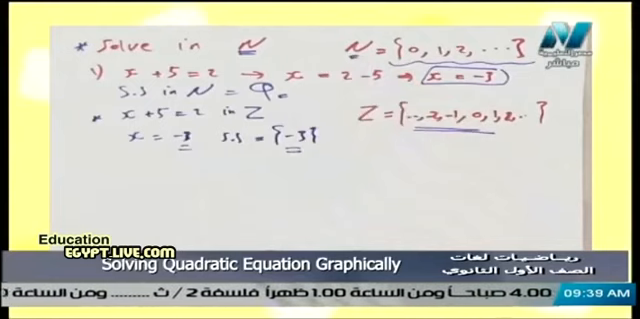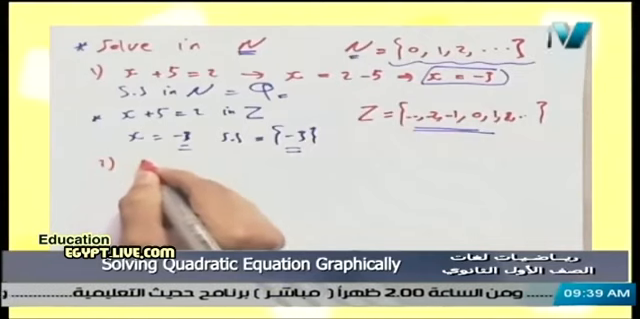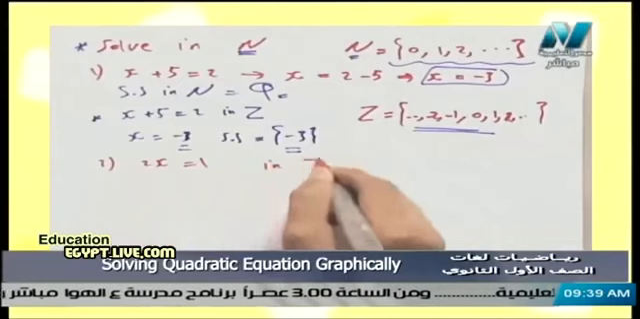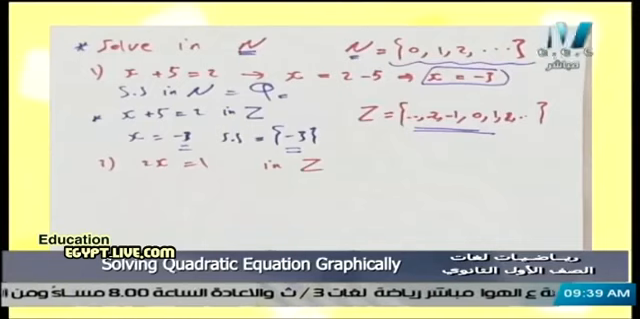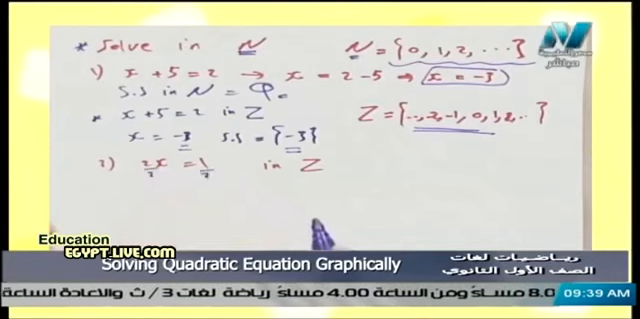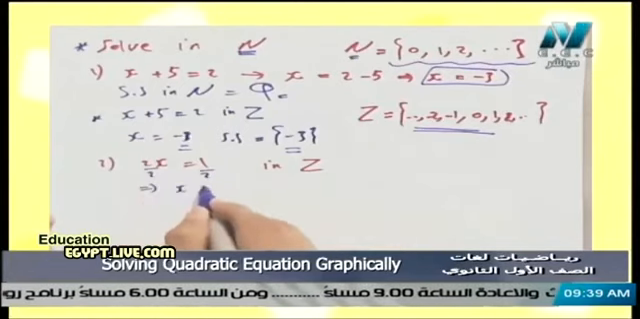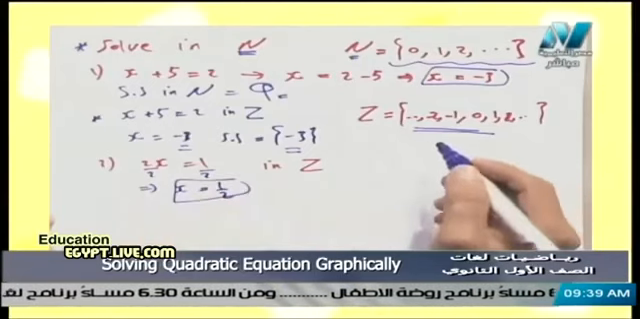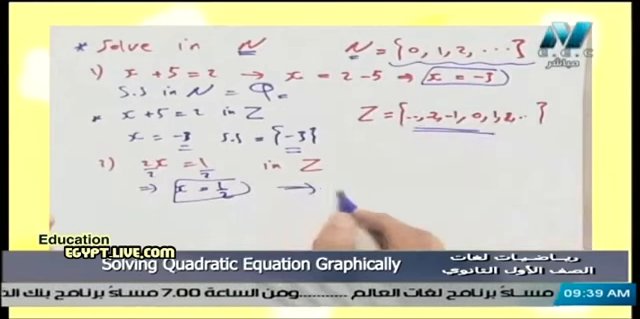And if he asks me to solve this equation, 2x equals 1, in Z, does it have a solution in Z? Let's see. We have to divide by 2 on the two sides to solve this equation. So x here will be half. And ask yourself, does half exist in Z? It's no. So we have to extend to Q.